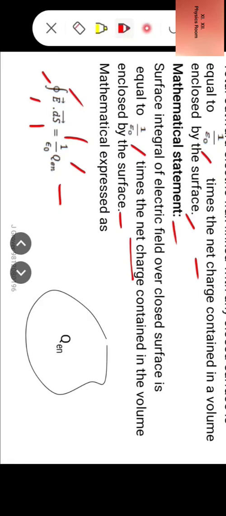Now look at the diagram. This is any closed surface S. It encloses charge Q_en. Then flux linked will be equal to 1 by epsilon 0 times charge enclosed, and it is also equal to the integral over the whole surface of E dot dS. So we equate the two terms, because the two terms represent the same physical quantity, electric flux, and this expression gives us the statement of Gauss theorem or Gauss law.